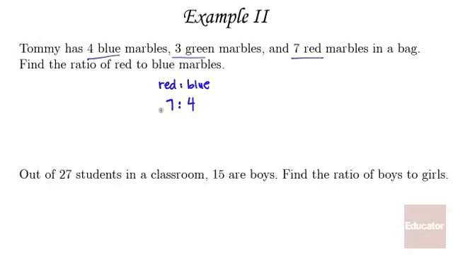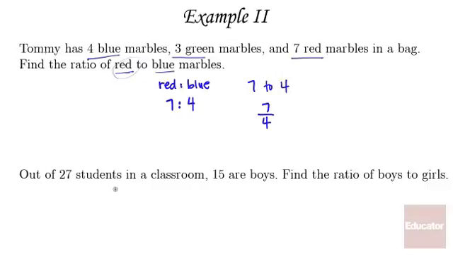Make sure you write it as 7 to 4 and not 4 to 7. Okay, because they asked for red first before the blue, you have to write out the red first. So it's 7 to 4. You can say 7 to 4, or you can write 7 over 4 as a fraction. Okay.